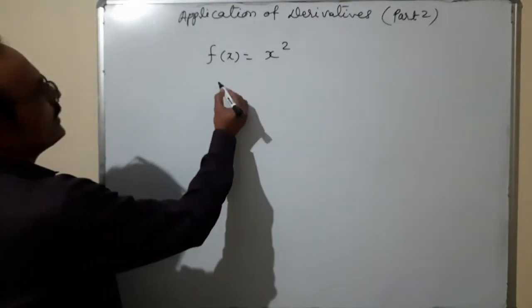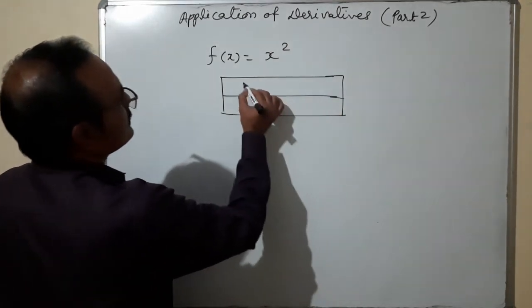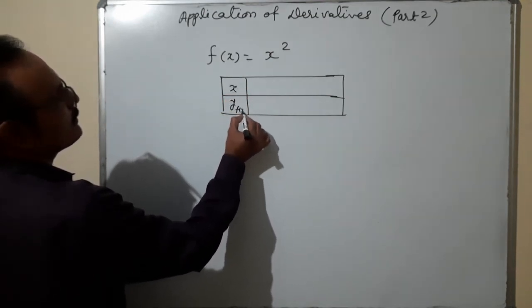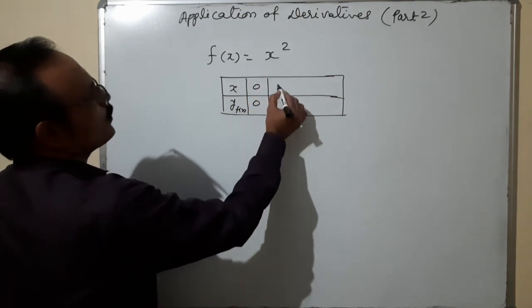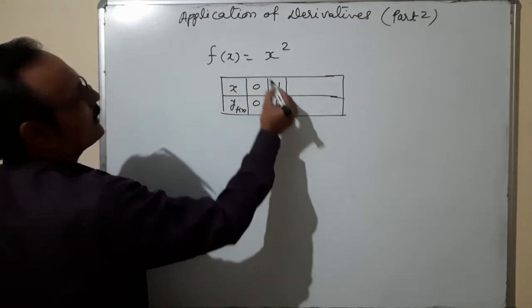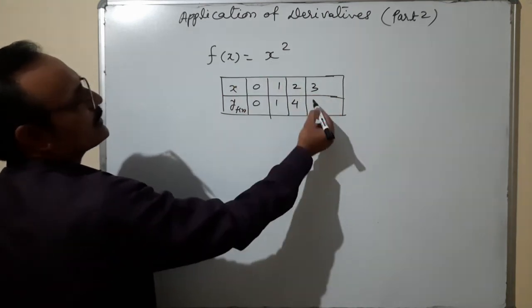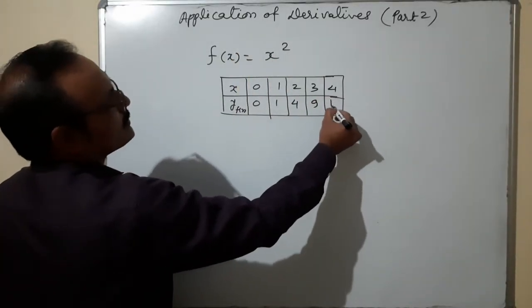If I take some values of x and f of x, that is y. I'll put x equal to 0, then it is 0. Some positive values: x is equal to 1, f of x is equal to 1; x is equal to 2, f of x is equal to 4; x is equal to 3, f of x is equal to 9; x is equal to 4, f of x is equal to 16. These are some positive values. Let us take some negative values also.